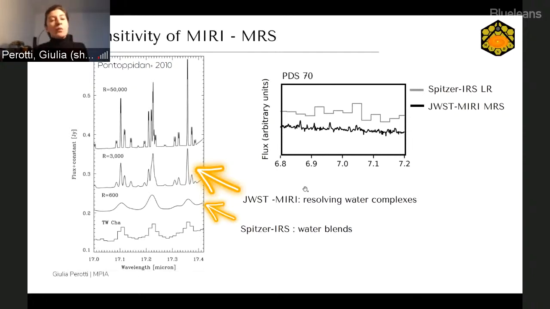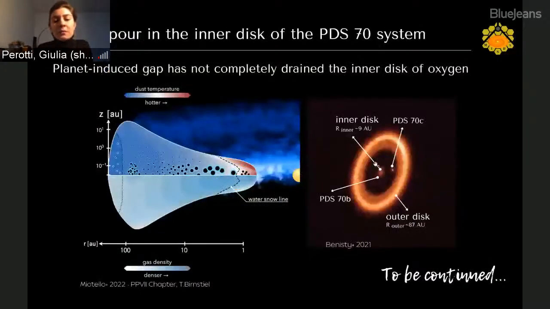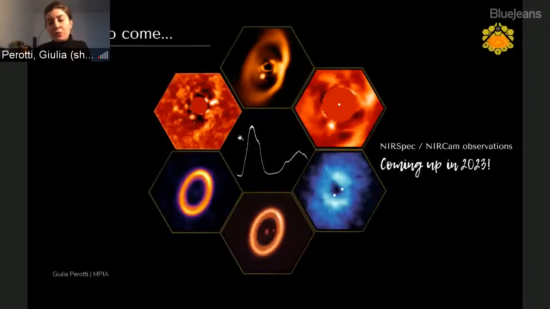The fact that we are detecting water in the inner disk of the PDS-70 system means that the planet-induced gap, the gap that has been carved by the 2 accreting protoplanets, has not completely drained the inner disk of oxygen. Therefore, planets that might be forming in the inner disk do not start as dry as we thought. But a lot more has to come. This is just the beginning. NIRSpec and NIRCam observations will be taken and will be extremely complementary with the MIRI data that I've shown you now. So stay tuned for new data coming up in 2023 for this system.